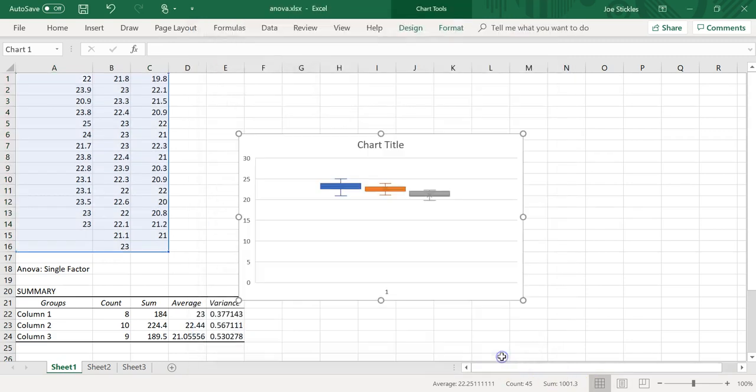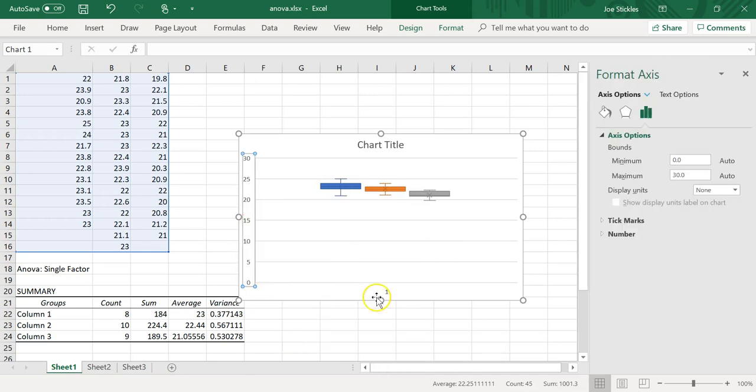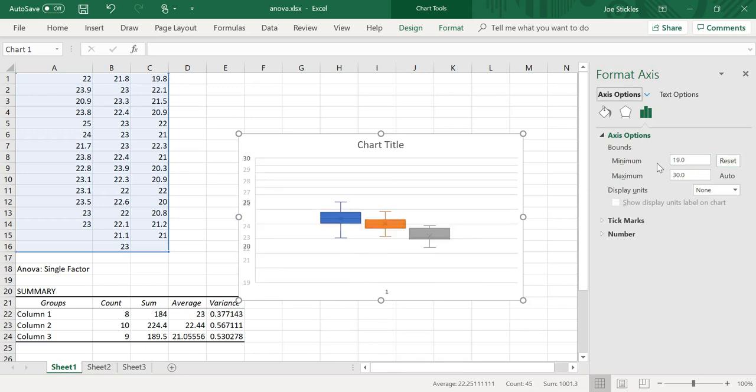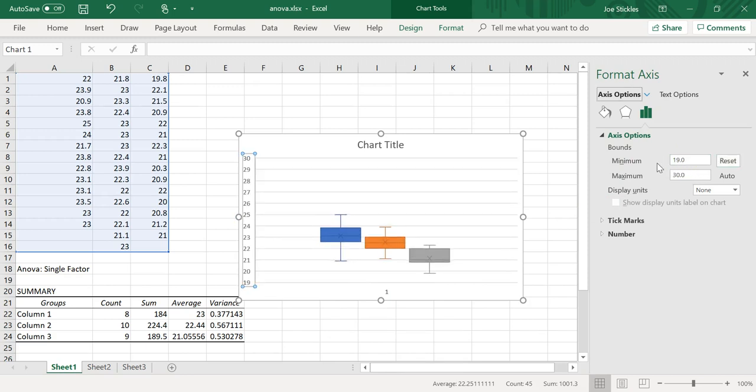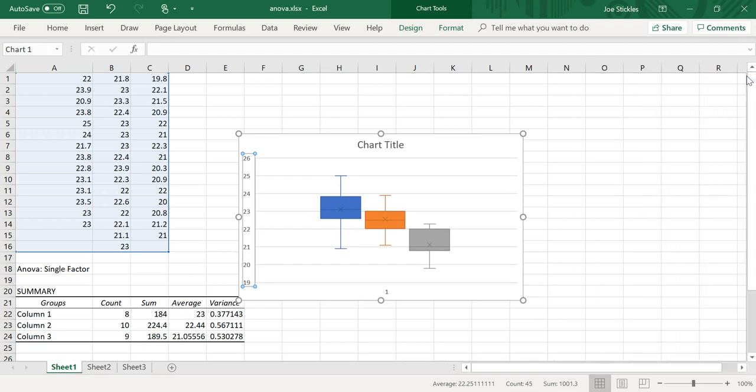I did all three separately. Now, they're a little bit squished, so let me go over here and change the axis, where I can go from, say, 19 to 26. There, they're not so squished.